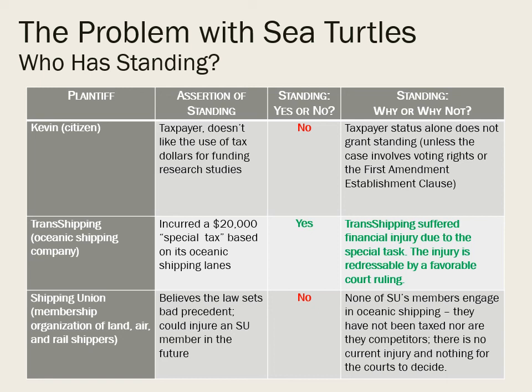So what about shipping union? It is a membership organization. Its members include lots of shipping companies, but neither the shipping union nor its individual members have anything to do with oceanic shipping. That's important because it means they are not competitors of transshipping. So because the shipping union and its members are not competitors, they have not themselves been taxed or otherwise injured. Shipping union has no standing in court. So there you have it. Of the three plaintiffs, transshipping is the only one with standing to sue.